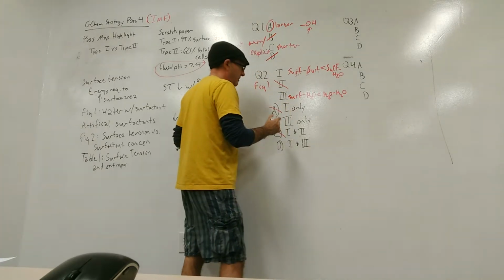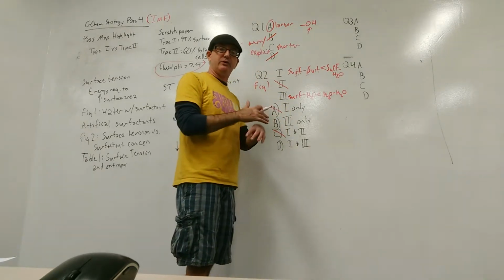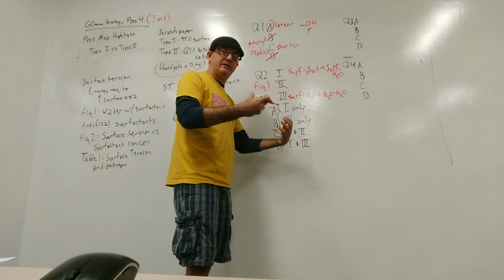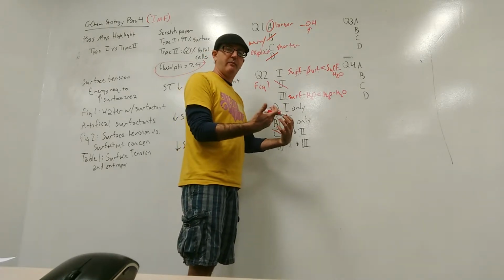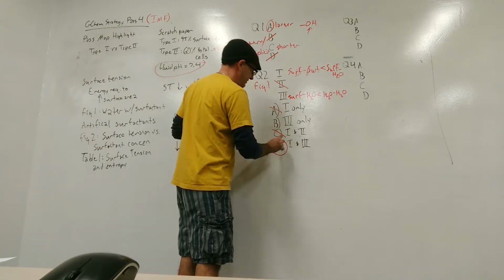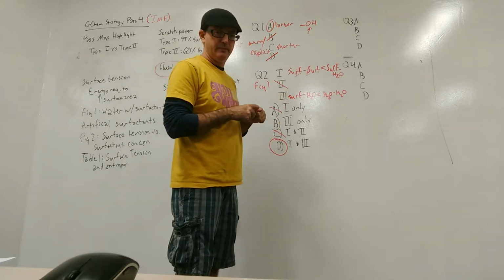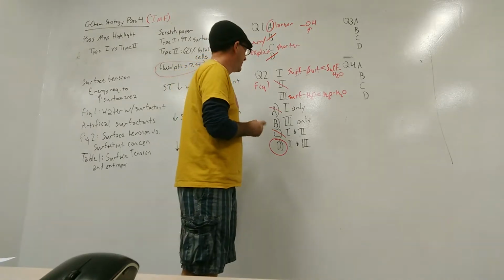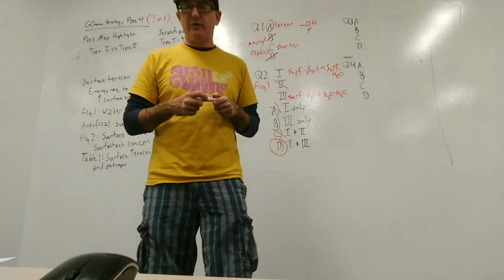And so that was going to allow us to do what we're trying to do here, which is reduce the surface tension. We're trying to reduce the tension or the attraction of water molecules at the surface there. And so our correct answer is going to be D on number 2. Okay? Questions on number 2? Questions there?